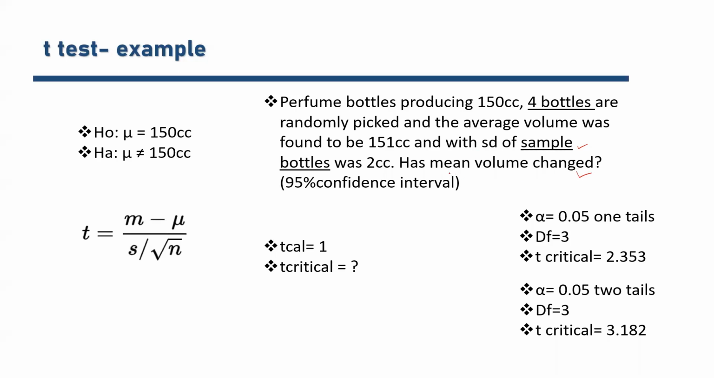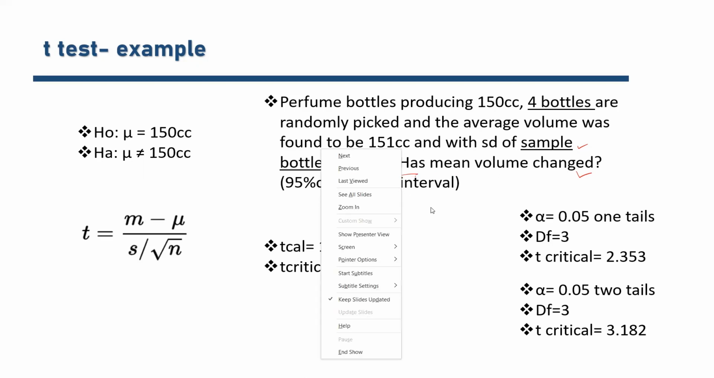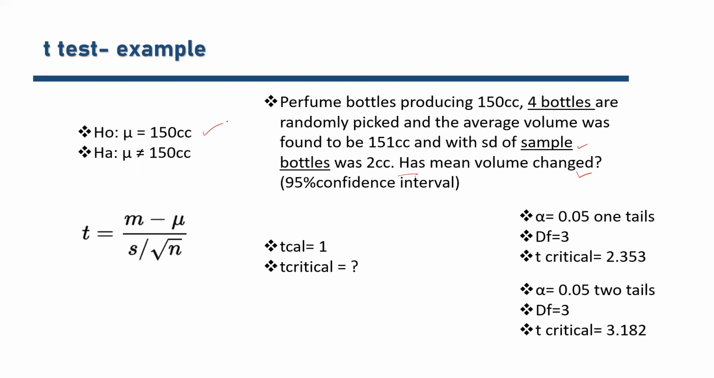So you are again asked to check whether the mean value has changed or not. The question is, has the mean value changed, right? So obviously the null hypothesis is going to be no. The null hypothesis is that it has not changed. So the null hypothesis is mu equals 150 cc. This is the first step. The second step is that the alternate hypothesis is just the opposite, that mu is not 150 cc.